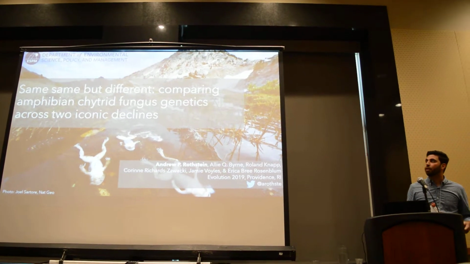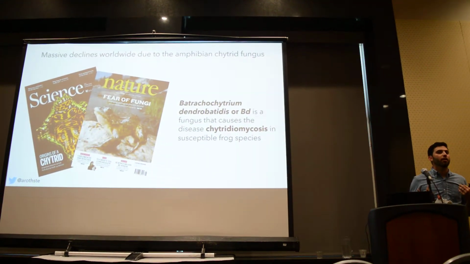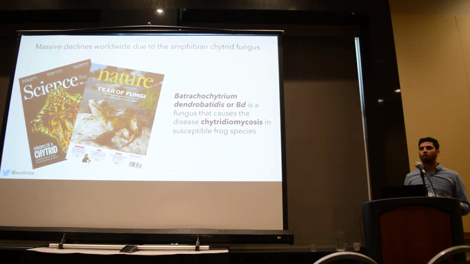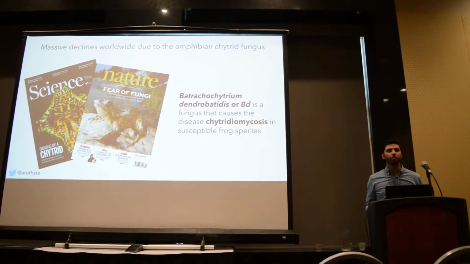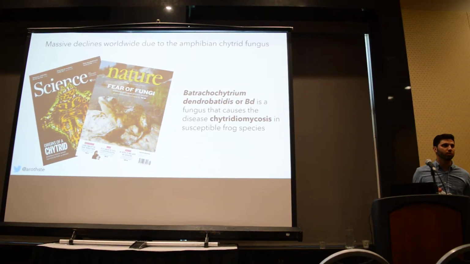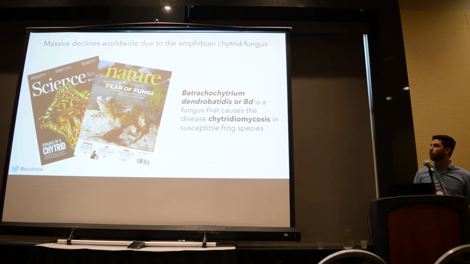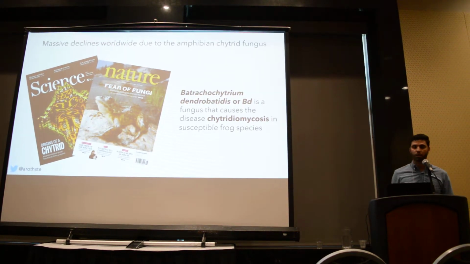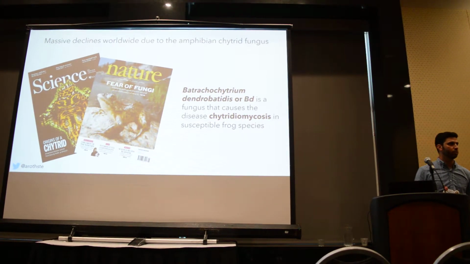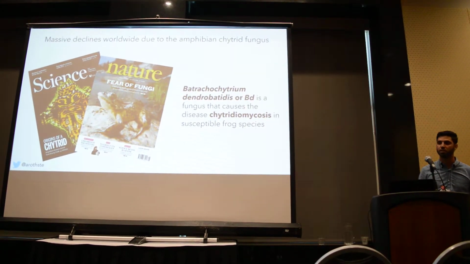And so to start off, amphibians are massively declining worldwide, and it's partly due to this amphibian chytrid fungus. The amphibian chytrid fungus is also referred to as Batrachochytrium dendrobatidis, or I'm going to be referring to it as Bd throughout the talk. It's a fungus that causes the disease chytridiomycosis in susceptible frog species.